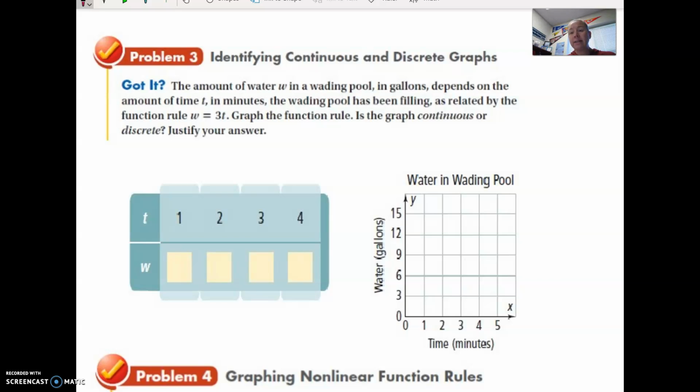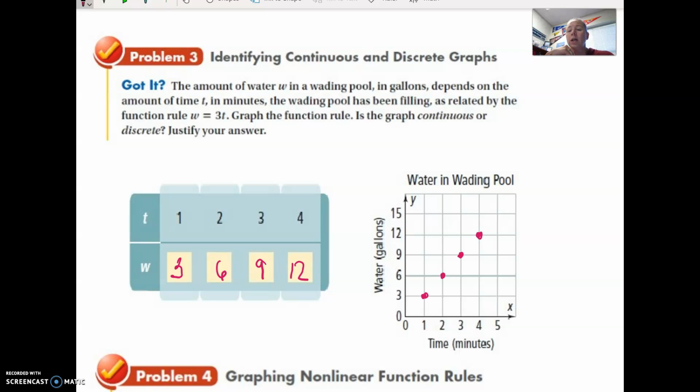So we'll talk about that in a second. First, let's graph the function rule. In this case, we're going to take 1, 2, 3, and 4 and plug it in for t in our function rule. So we end up with 3, 6, 9, and 12. And we're going to graph those here. We're not going to connect them yet. I just want you to graph the individual points first. So we have 1, 3, 2, 6, 3, 9, 4, 12.